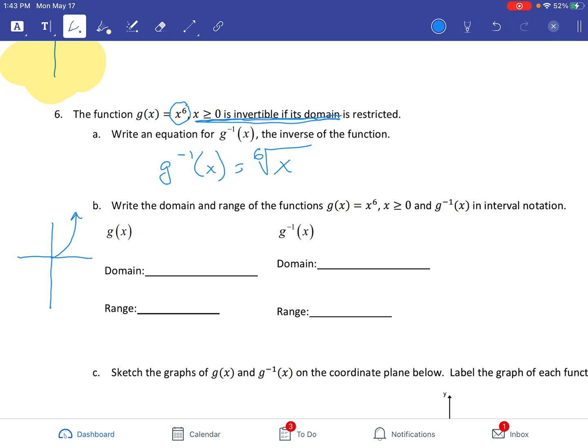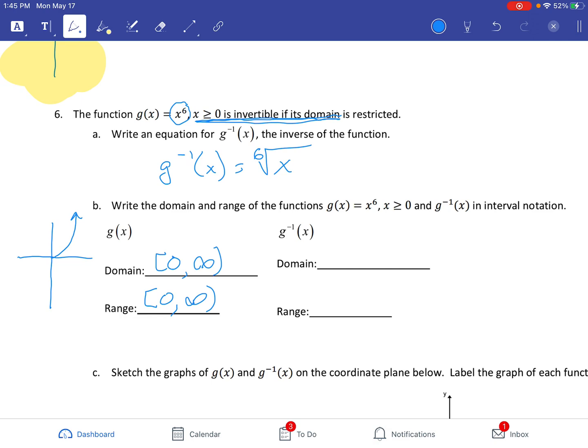We're not looking at the left side because we're not looking at anything where x is less than 0. So the graph's going to look like that, where we're only looking at x greater than or equal to 0. The domain for that graph is from 0 to infinity, and the range is the same thing, from 0 to infinity.